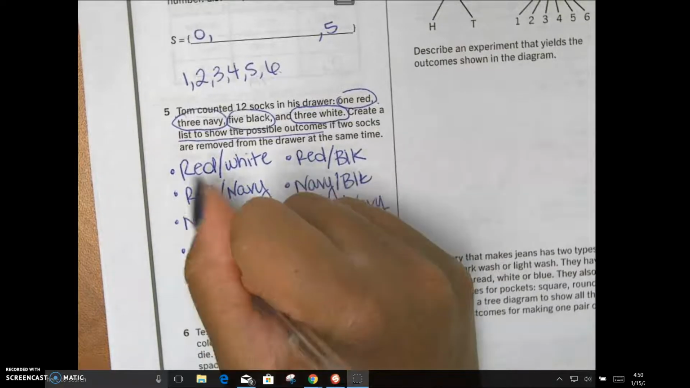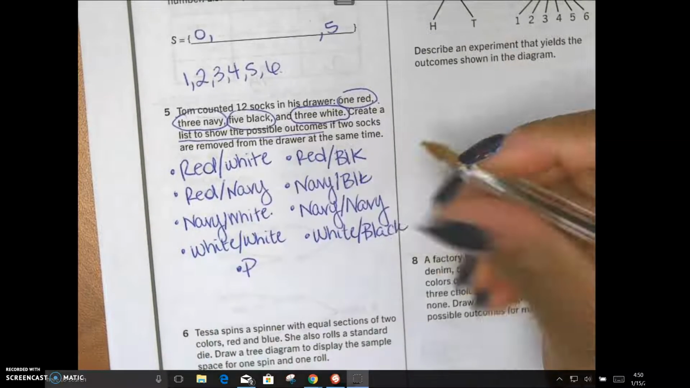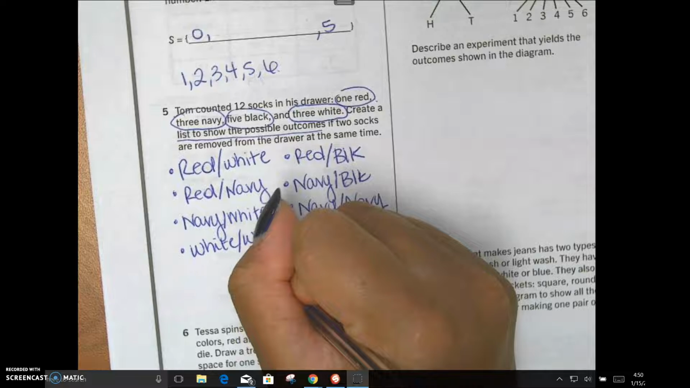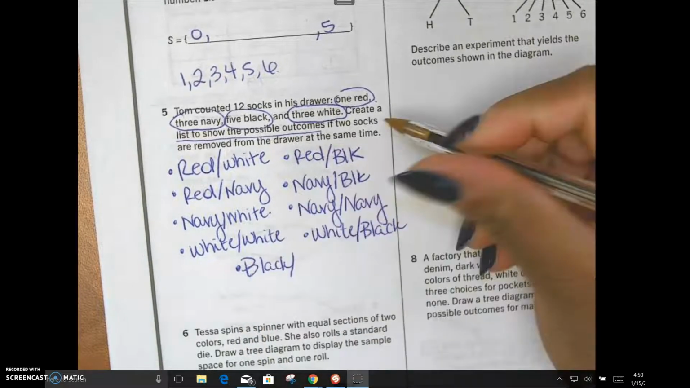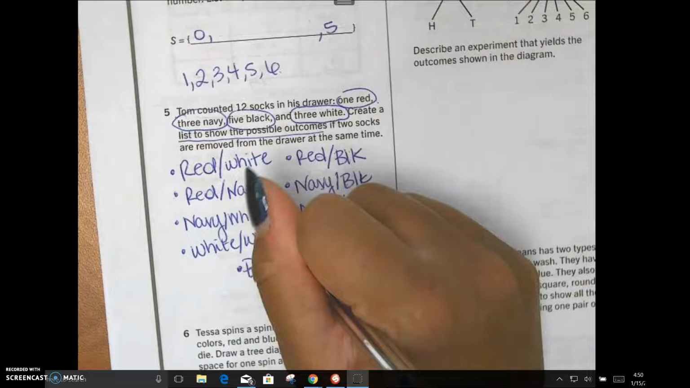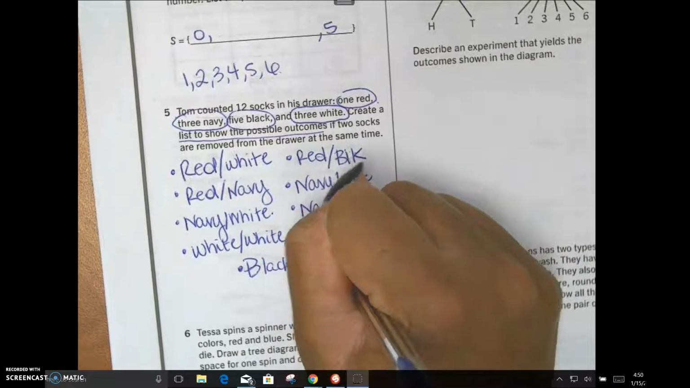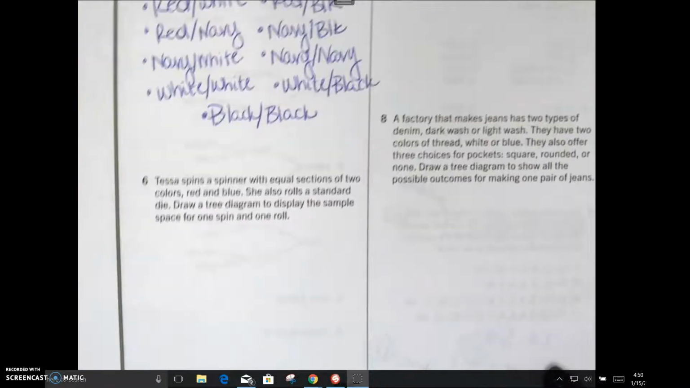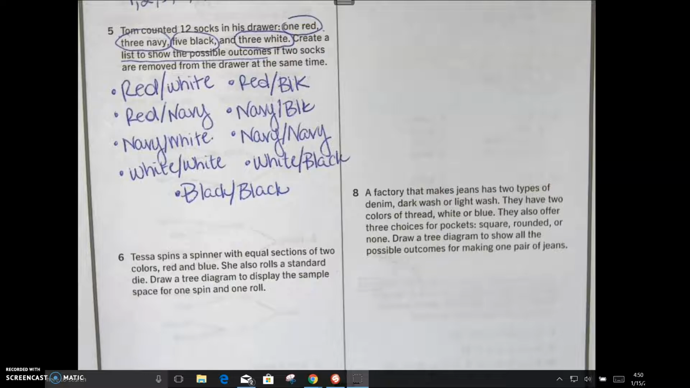Black and who? White. Nope, already did black and white. Right there, black and white. Black and red. I already did black and red right here. I already did black and navy. Black and black, because there's more than 1 black sock. Okay? Oh, yes, please write this down.